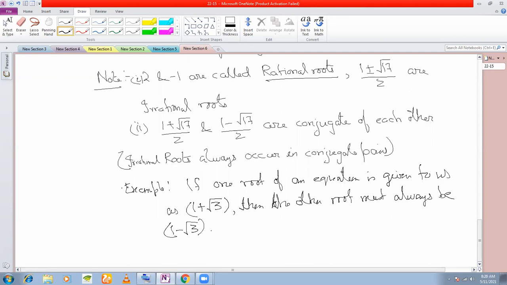How do we get the conjugate? If you remember again class 9, I told you just change the sign of the irrational part. The sign of the irrational part here is plus, so I change the sign from plus to minus, and I get the conjugate. So in order to get the conjugate, just change the sign of the irrational part. Okay, fine. So any questions here?